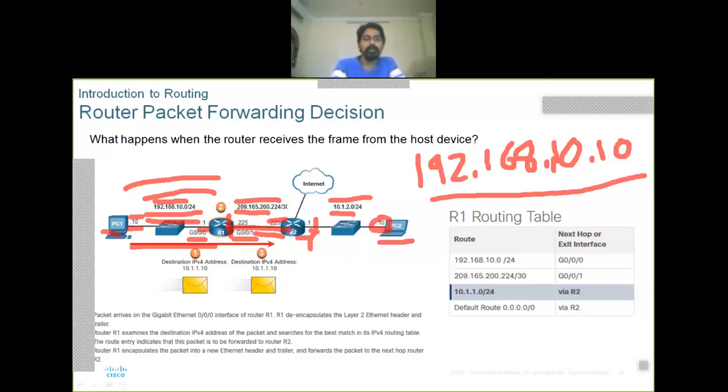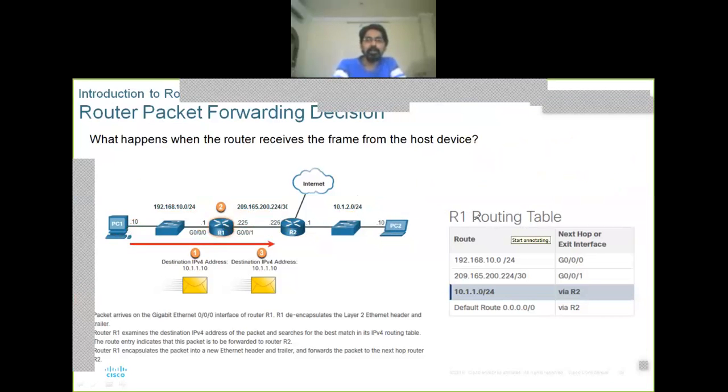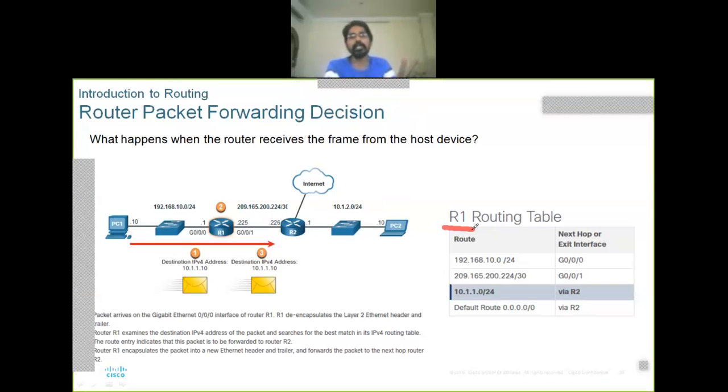So we need to write the routing information table. First we will go with router R1. How many networks are connected to router R1? This is one network, this is another network. Two networks are connected. On the left side, first we will write the first route. What is the route? This network's route address, 192.168.10.0. Write that one: 192.168.10.0/24. Onto which interface is it configured? It is configured to Gigabit Ethernet 0/0/0.